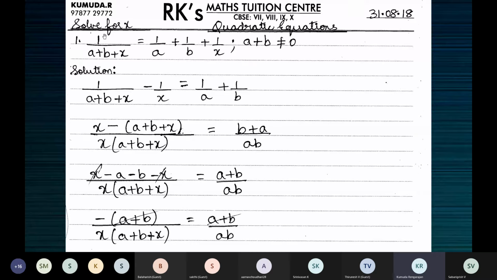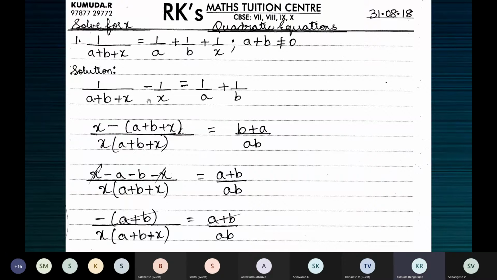That's the first step. So write this out: 1 by x, plus 1 by x transposed, minus 1 by x is equal to 1 by a plus 1 by b. This is a and b, so let them remain here. We just gather the x terms. This is one x term, and this also has x. So let the x be together.